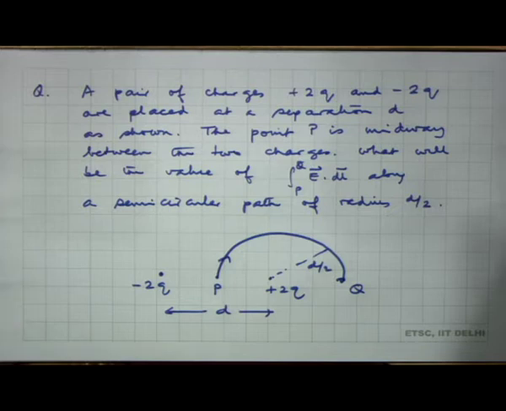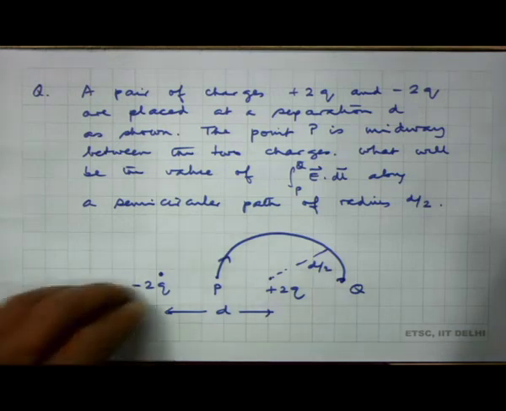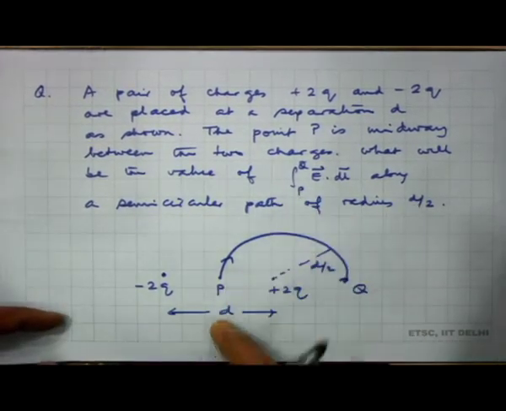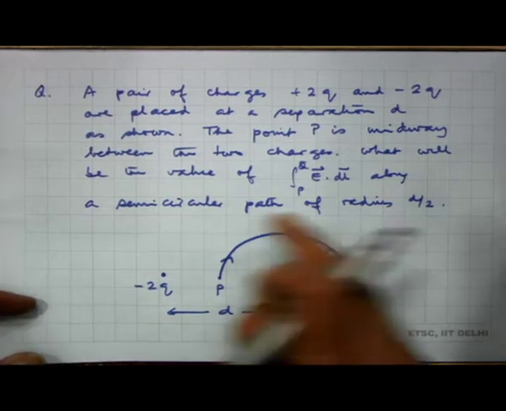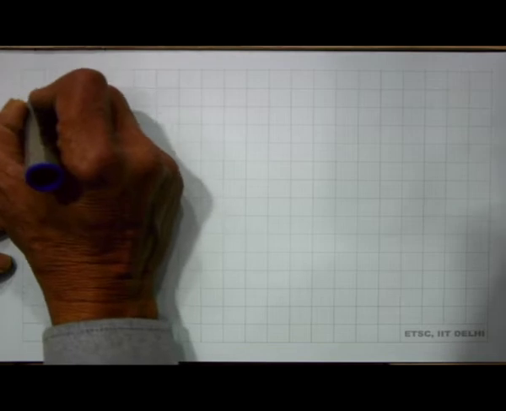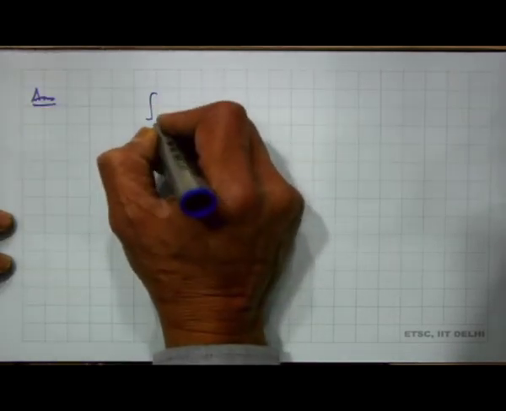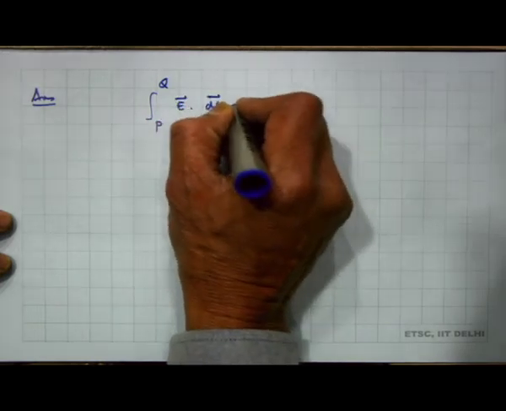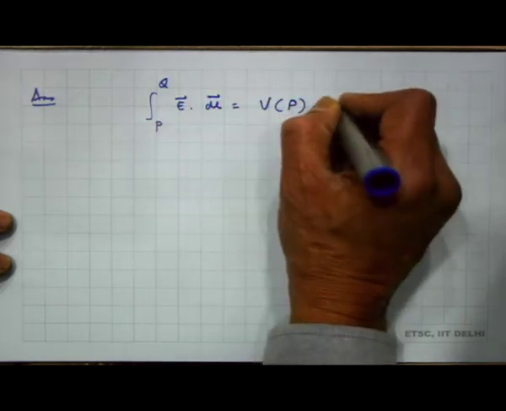Now, please remember that we have seen that we can define a potential for an electrostatic field, and potential gives nothing but the work done in moving a charge from one point to another point, that is the potential difference. So, I can use this concept to immediately calculate the value of integral E dot dl from P to Q irrespective of the path taken actually. So, we have essentially integral P to Q E dot dl is equal to potential at P minus potential at Q.